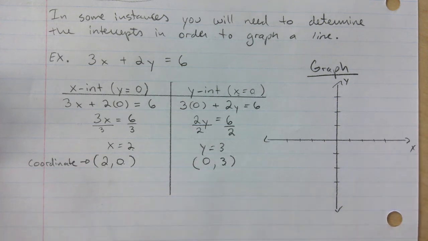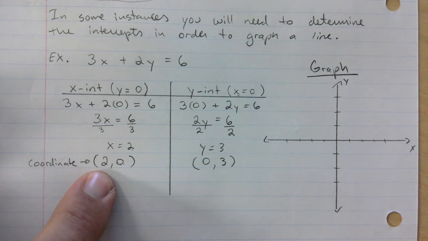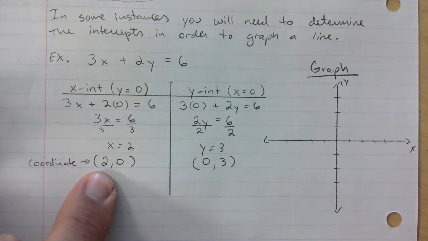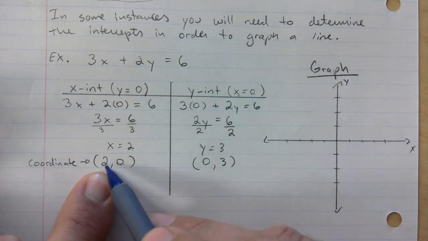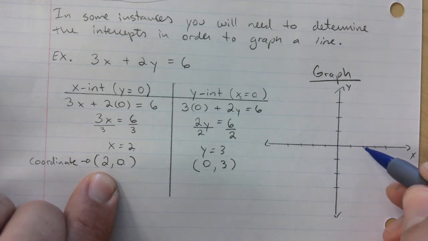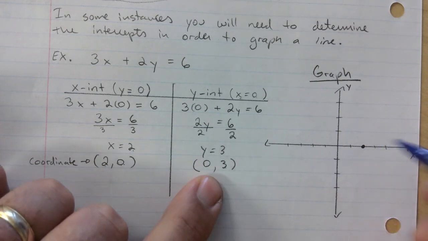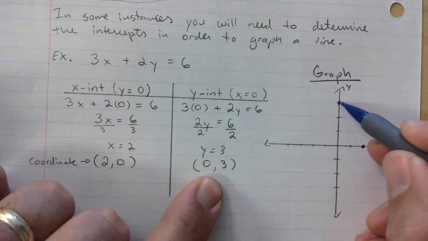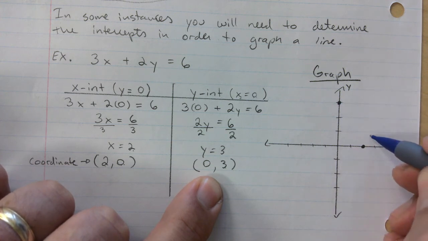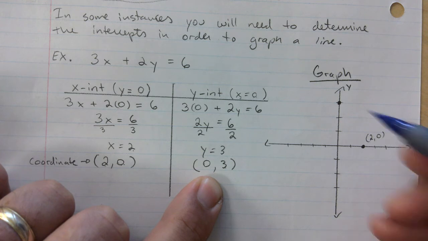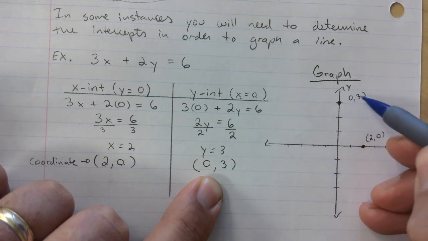And we're assuming that everything is worth 1 here. Okay? So 2, 0, we're not using the slope method here. We're using, right, 2, 0 is right here. And 0, 3 is right up there. 2, 0 and 0, 3. Okay?